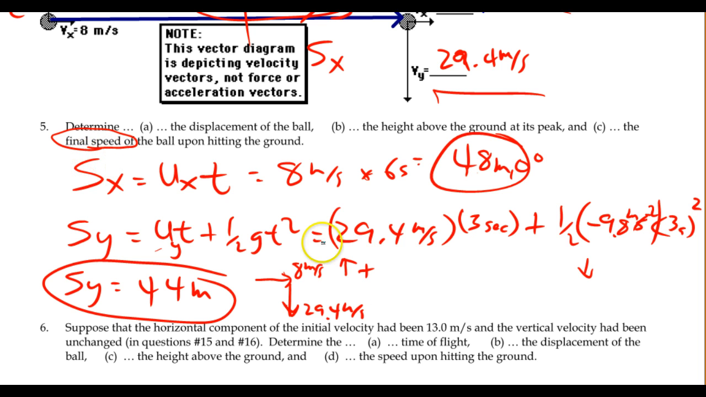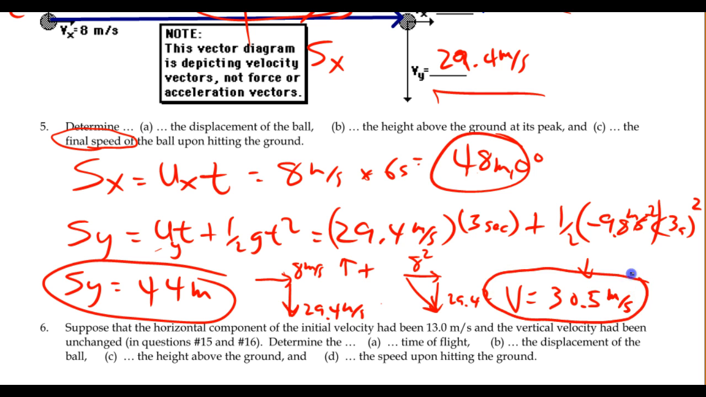And they are vectors, so it's not 8 plus 29.4. It's 8 squared plus 29.4 squared. Take the square root, and we'll get the overall speed. So the overall speed is equal to 30.5 meters per second. Now, if the question had been what's the overall velocity, I would also need to determine the direction that it's moving as it reaches that bottom point. But for speed, it's just 30.5 meters per second.